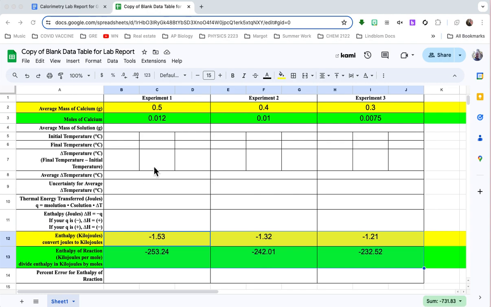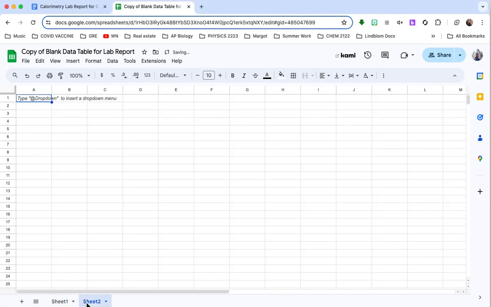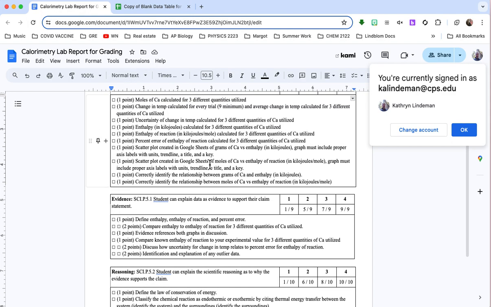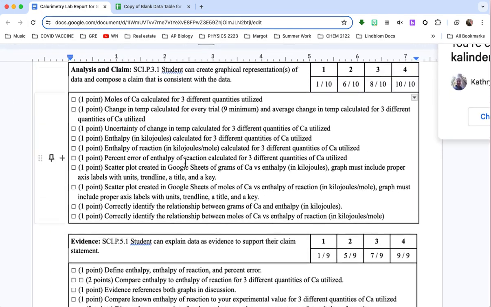Just a video of me creating the graph that you will need for your lab report. I'm going to make a new sheets and graphs. Okay. The first graph, if we look at our actual rubric, the first graph is a scatter plot within Google Sheets, grams of calcium versus enthalpy in kilojoules.